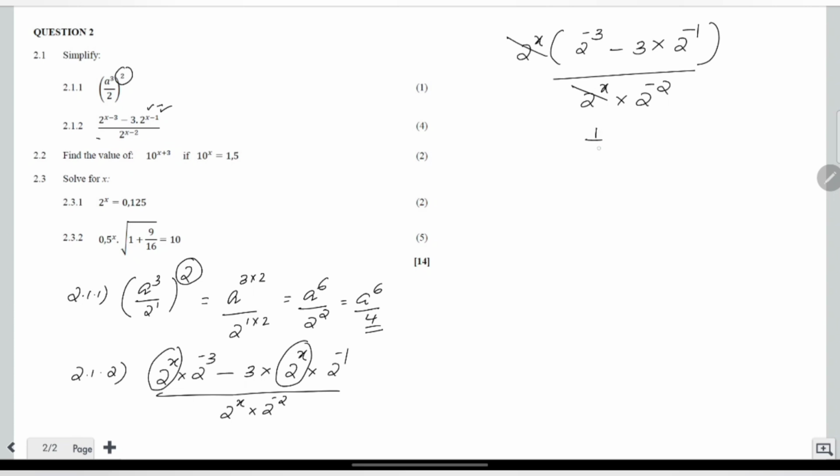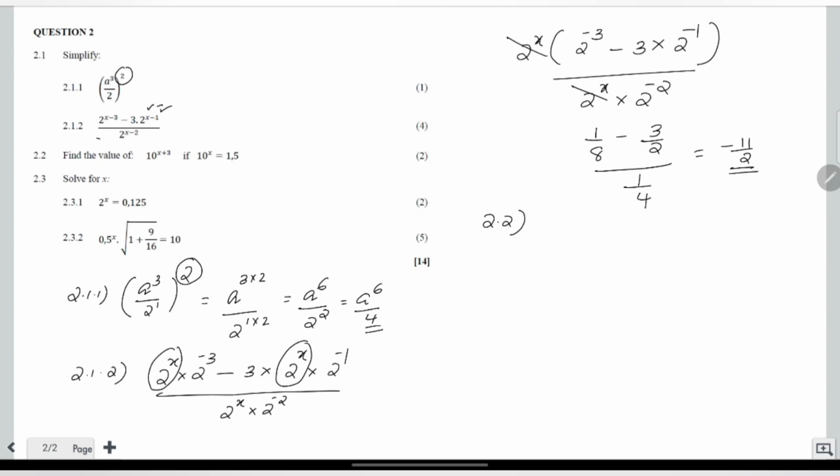First one is 1 over 8 minus 3 over 2, divided by 1 over 4. Now when you simplify this one, you will get the answer minus 11 over 2. So this is how we do this question. Is it clear? Now we can move to question number 2.2.